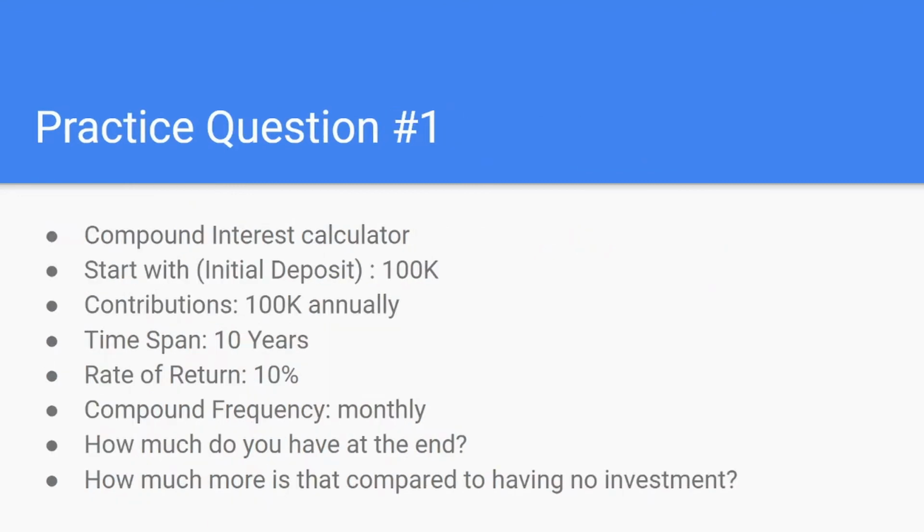Now, at the end, let's do another practice question. Open up a compound interest calculator, start with an initial deposit of $100,000, and your contributions will be $100,000 annually. The time span will be 10 years, and the rate of return will be 10%. The compound frequency will be monthly. Now, calculate how much you have at the end, and compare that to how much you'll have with no investment. Let's pause for you to calculate.